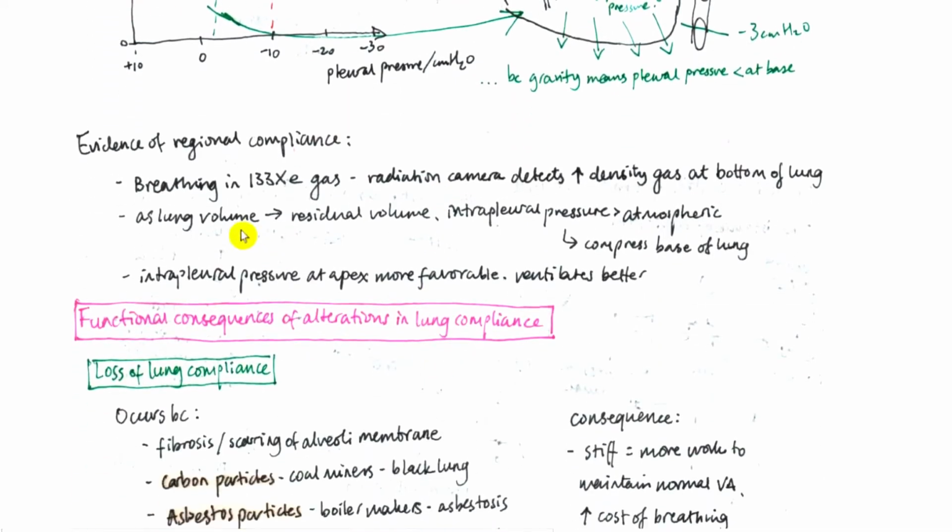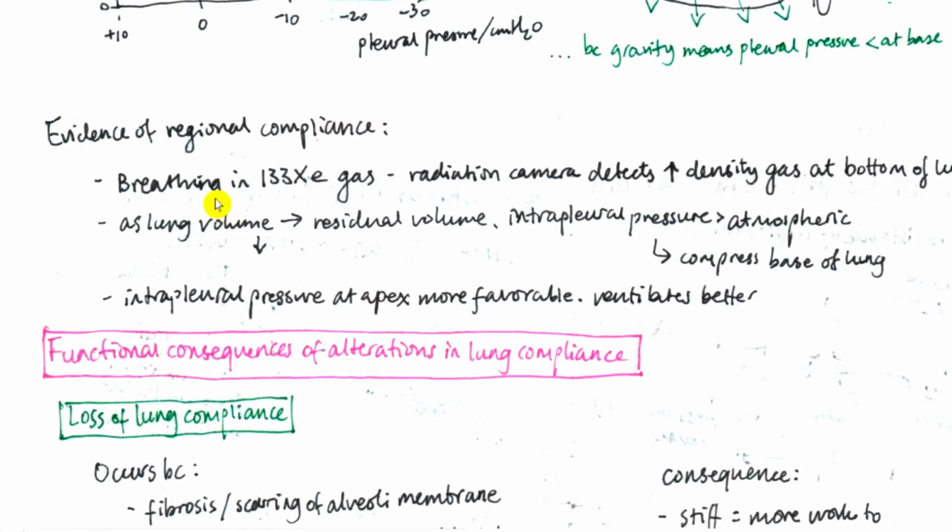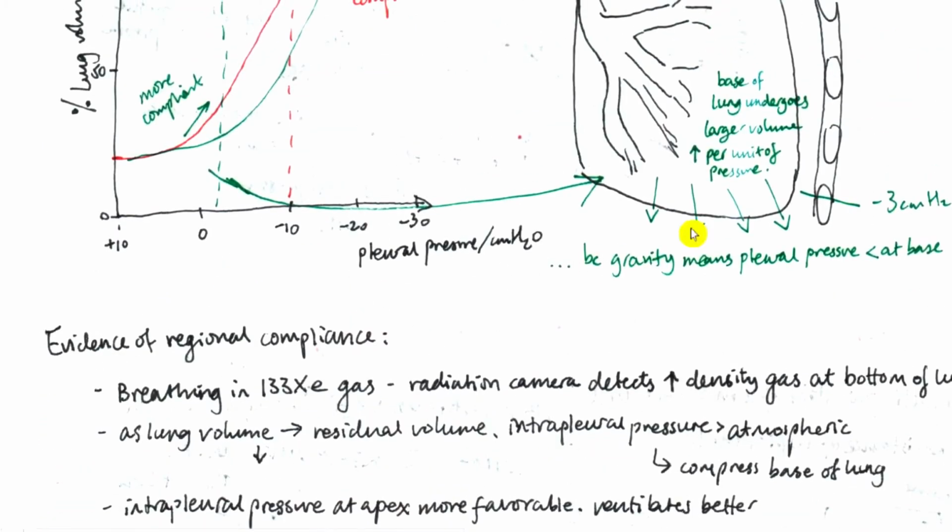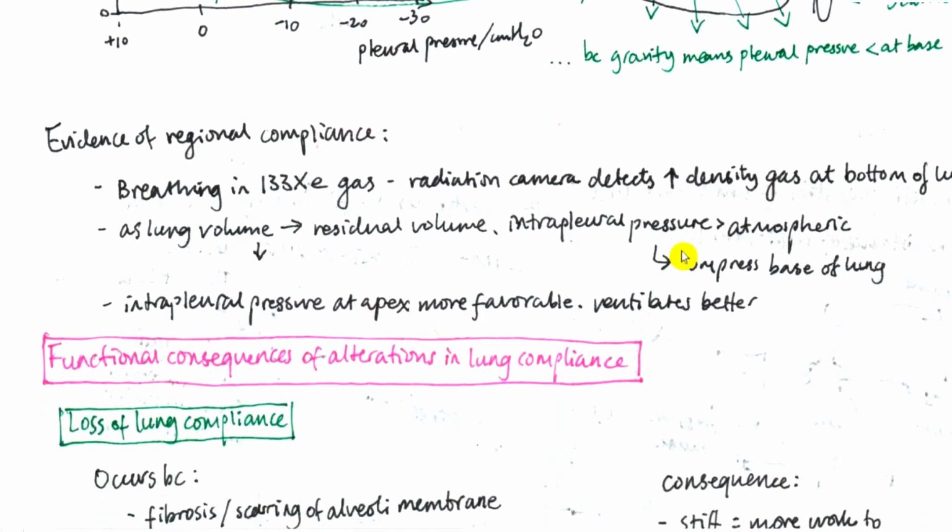And this is if you get someone to breathe in xenon gas, so xenon 133 gas. And this is radioactive, so you can put a radiation camera in front of their thorax to detect where this gas is going. And you can detect an increased density of the gas, so more of the gas goes to the bottom of the lung and the top of the lung, and that's further evidence that it's more compliant there, so more of the gas that you breathe in goes there.